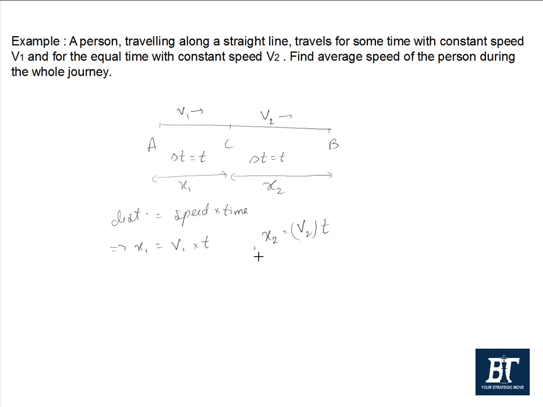So average speed will be total distance traveled upon total time taken. Total distance traveled is x1 plus x2 and total time taken is t plus t. x1 is equal to v1 into t and x2 is equal to v2 into t and total time is 2t. So t and t will be cancelled. So average speed in this case will be v1 plus v2 by 2.